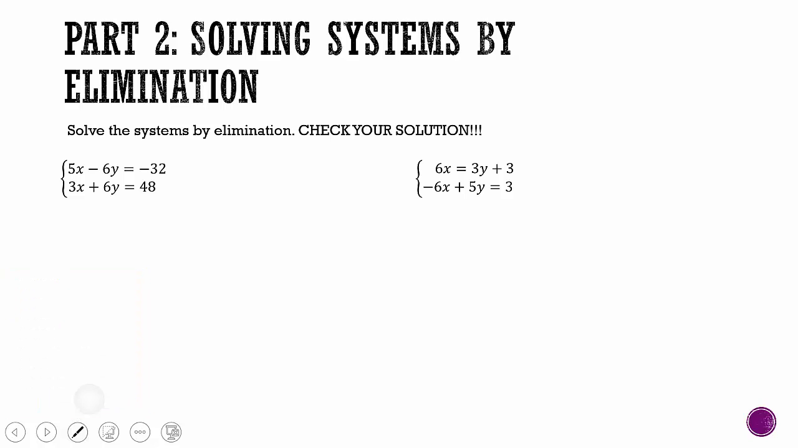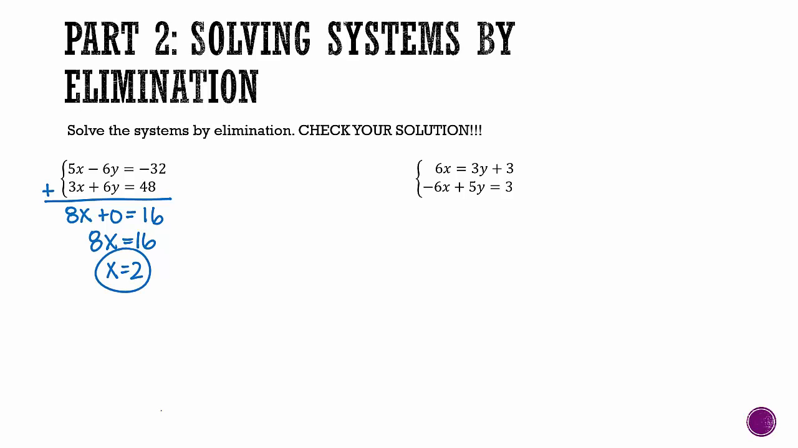If I take my two equations and just add them together, I'm going to combine my like terms. 5x plus 3x gives me 8x's. Negative 6y plus 6y gives me 0 here. I have the equal sign. And then negative 32 plus 48 gives me 16. Now if you look, this leaves me with a really super easy equation to solve, and it only has x's in it. So if I divide both sides by 8, I get x equals 2.